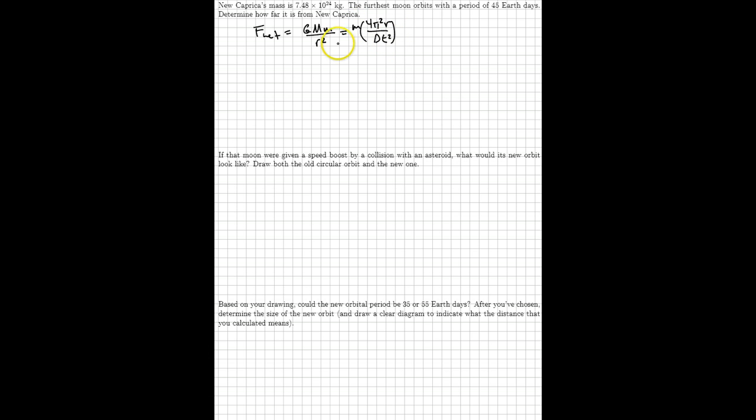We're trying to figure out r in this case, so I'm going to solve this expression for r. I'll multiply the delta t squared up here, multiply the r squared up here, bring the 4 pi squared down, and cancel the m's. So G M delta t squared over 4 pi squared equals r cubed, so I want to take a cube root.